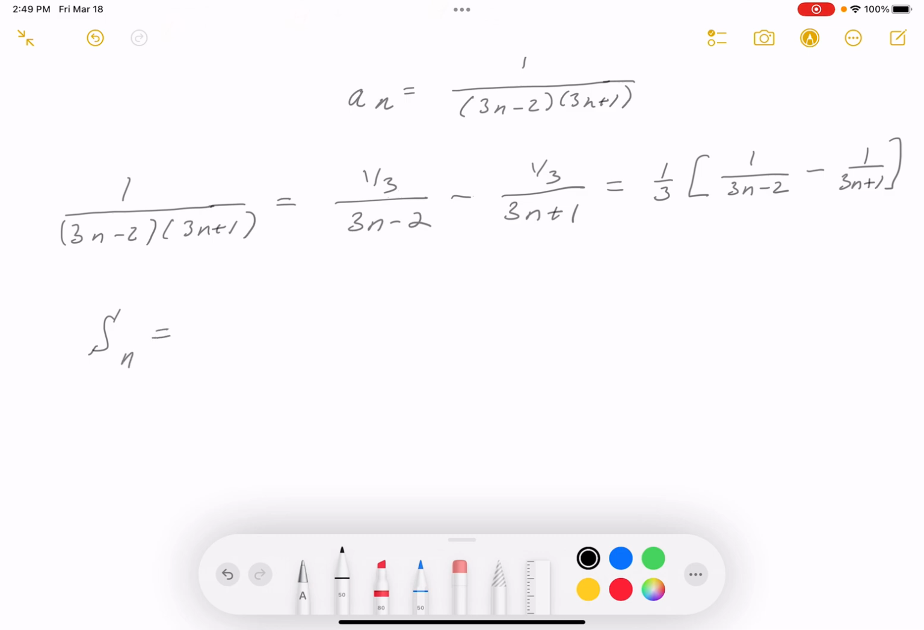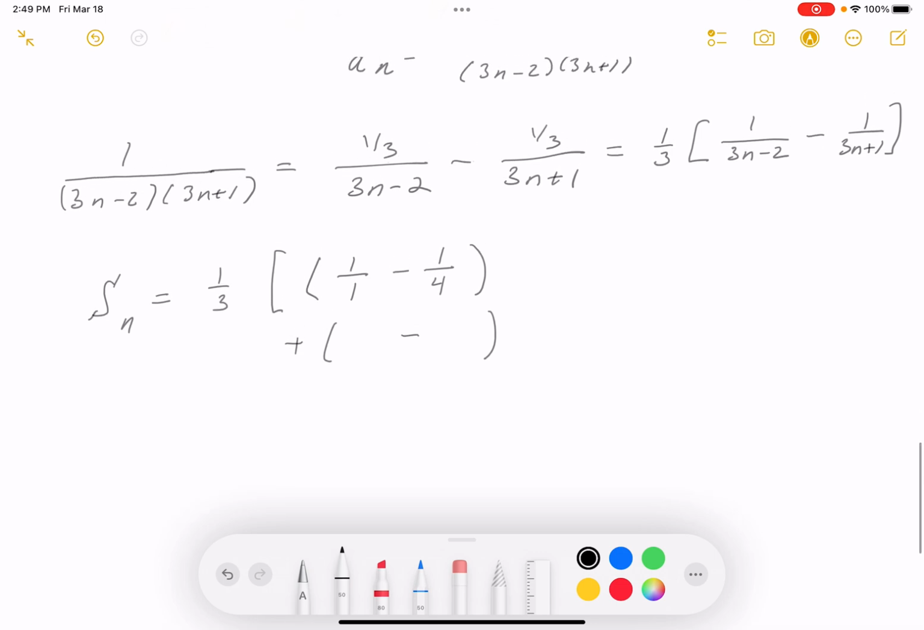Well, it's 1/3. And I think you know by now I'm going to write terms down, one at a time, by the way. So I'm going to start at 1. And the first term would be this. It would be 1 over 3 minus 2, which is 1, minus 1 over 3 plus 1, which is 4. Next term, and there's a nice pattern to this. If you see it, that's fine. If you don't see it, you keep writing them.